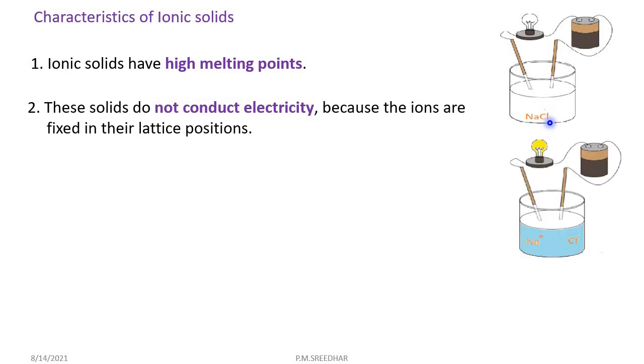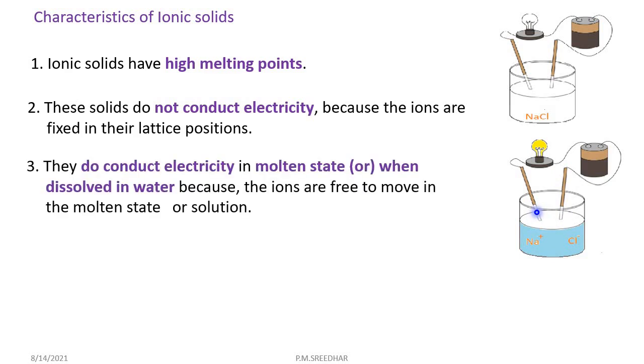Point number 3. To the solid NaCl add a little amount of water and allow it to dissolve. Solid sodium chloride dissolves to give Na plus ions and Cl minus ions. These ions move freely if you pass electricity through this solution. Na plus ions move towards the cathode and Cl minus ions move towards the anode, so that electricity is conducted. Therefore, in molten state and dissolved state only, ionic solids conduct electricity.